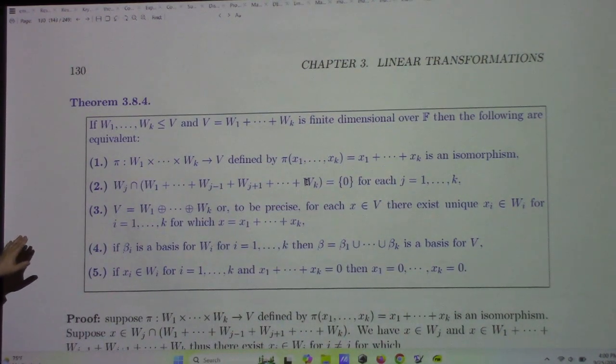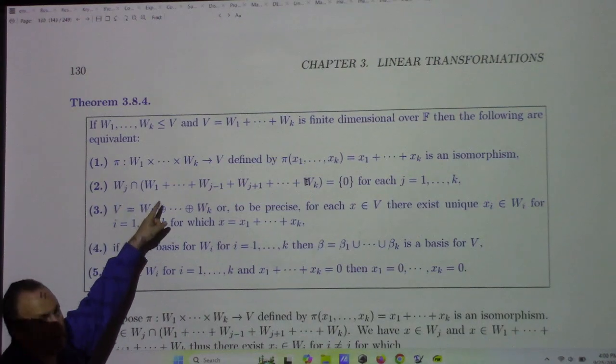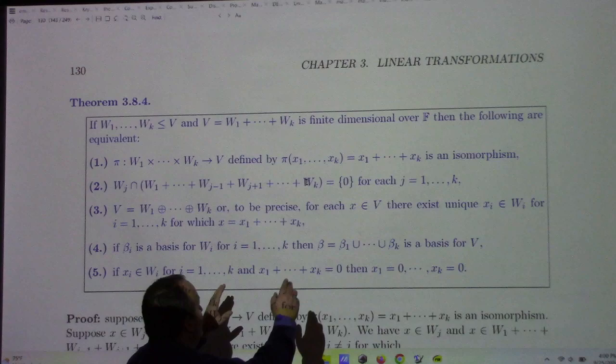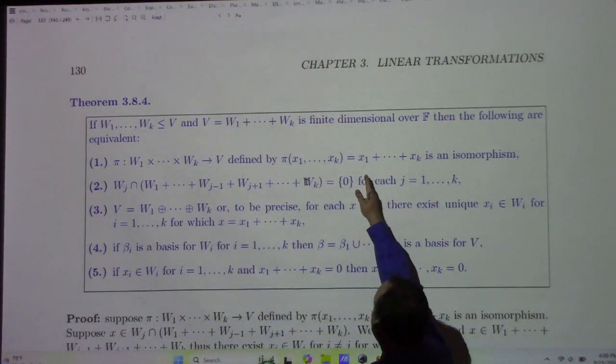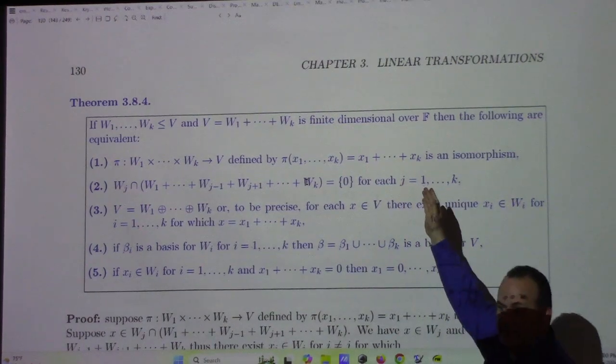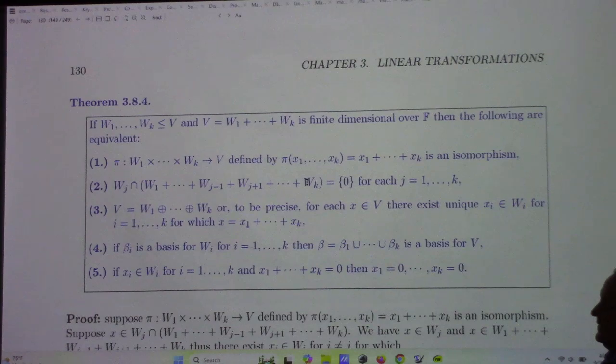I'm so sorry. So anyway, the mapping defined from the Cartesian product of the K subspaces to the vector space, defined simply by adding the inputs, just addition, that's all it is, is an isomorphism. That is one way you could characterize independence of the subspaces. What that means is that for the subspaces to be independent, the space itself is isomorphic to the Cartesian product of the subspaces.